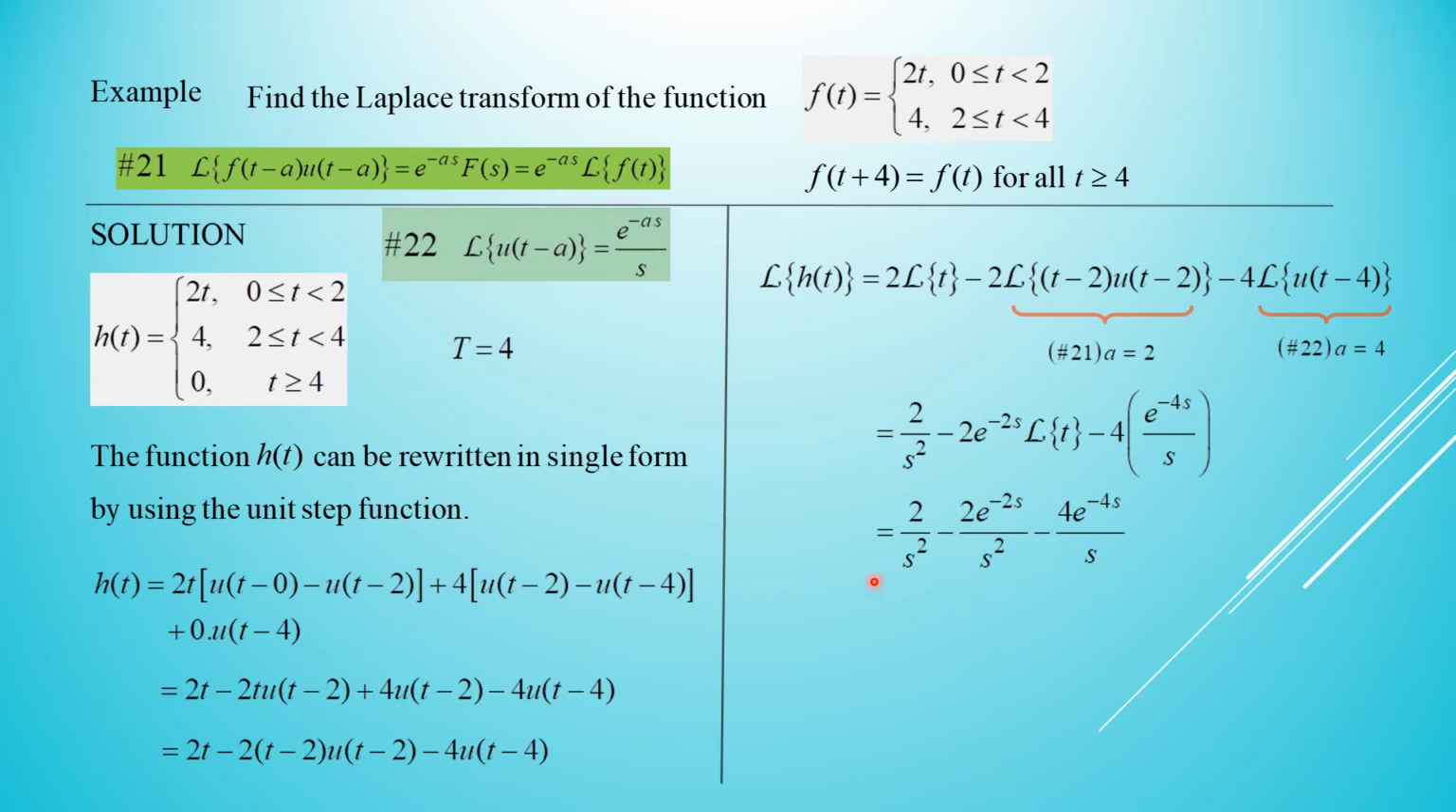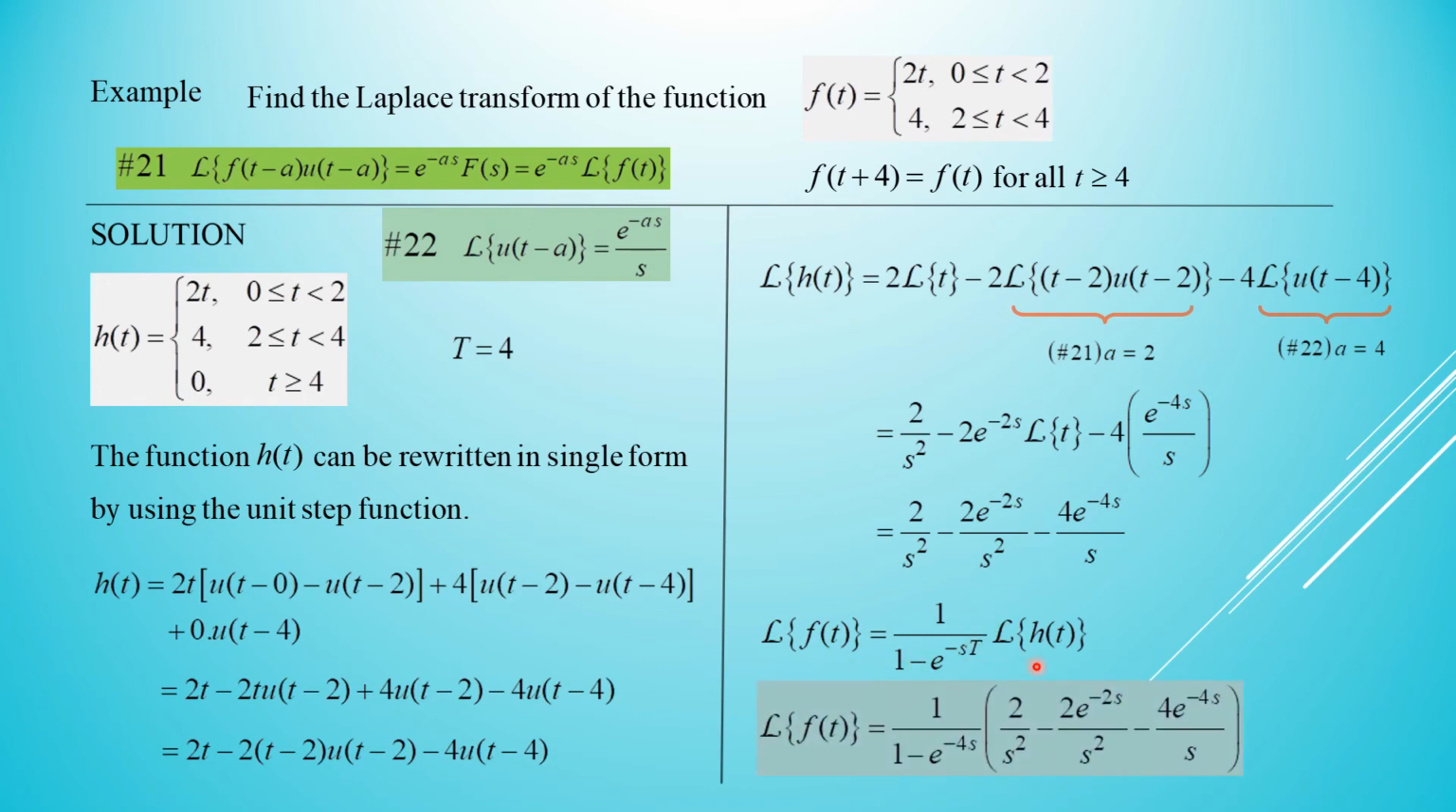Okay, so this is the Laplace transform of h(t), and now we are going to determine the Laplace transform of f(t) based on this formula. So Laplace transform of f(t) is equal to 1 over 1 minus e to the negative 4s. We have replaced capital T by 4, because the period is equal to 4. And Laplace transform of h, we got it from what we have worked out just now, which is 2 over s squared minus 2e to the minus 2s over s squared minus 4e to the negative 4s over s. Okay, so this is the answer for the given problem. We have obtained the Laplace transform of the given periodic function, which is described as this one here.